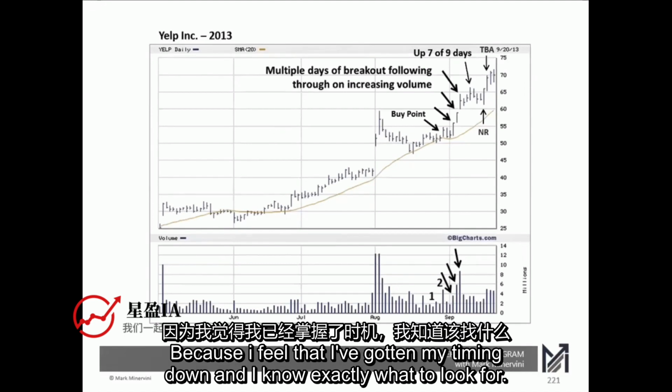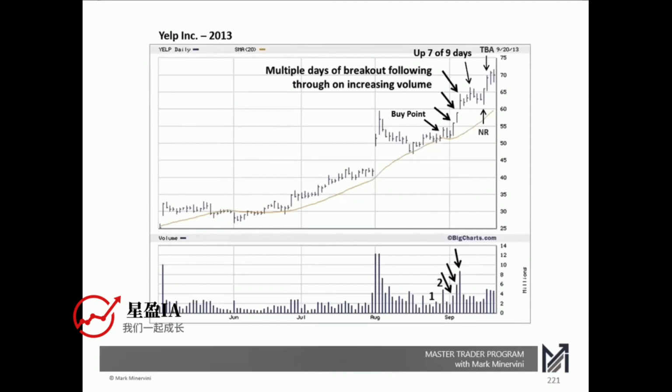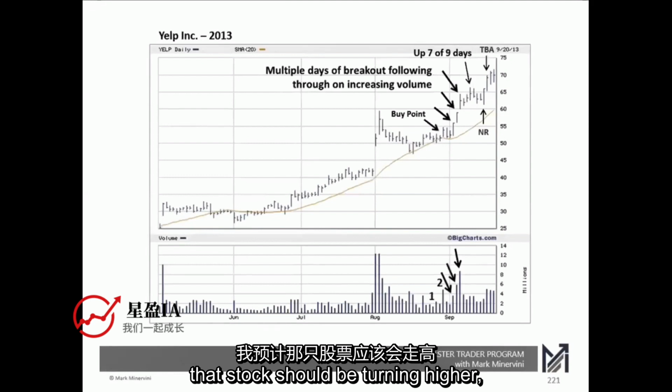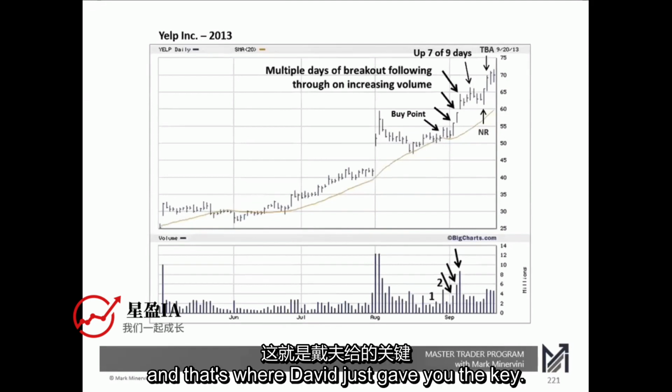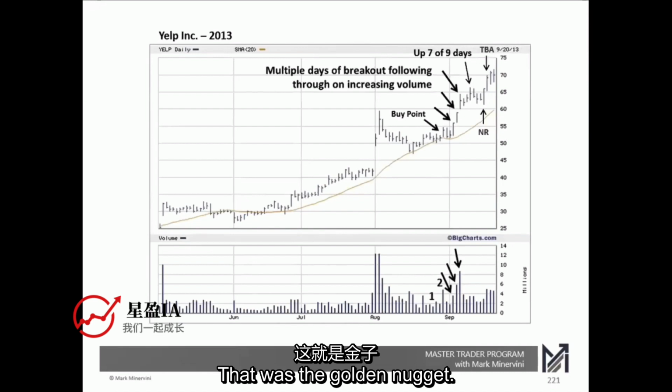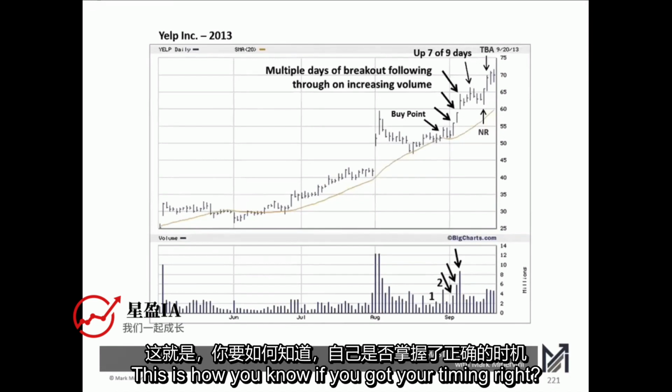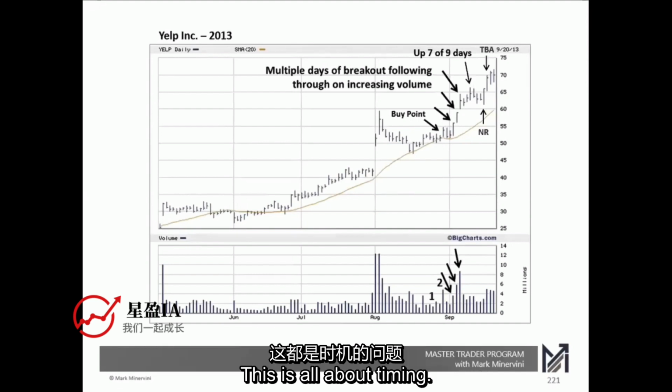Because I feel that I've gotten my timing down and I know exactly what to look for, that I'm expecting at the moment I buy that stock should be turning higher. Okay. And that's where David just gave you the key. That was the golden nugget. See, it's about getting the timing down. This is how you know if you got your timing right. This is all about timing.